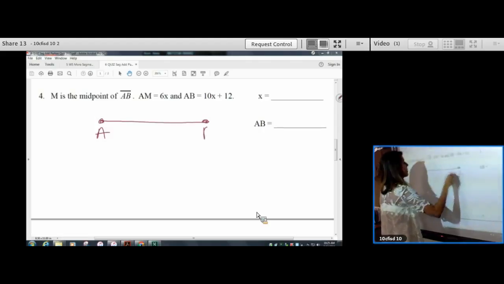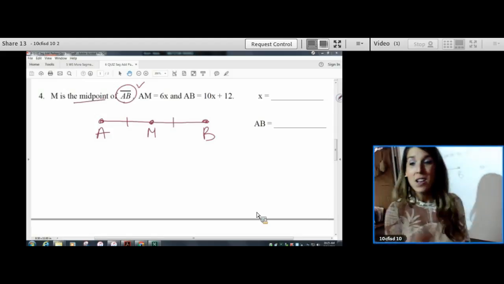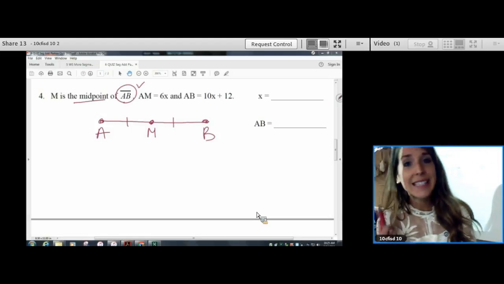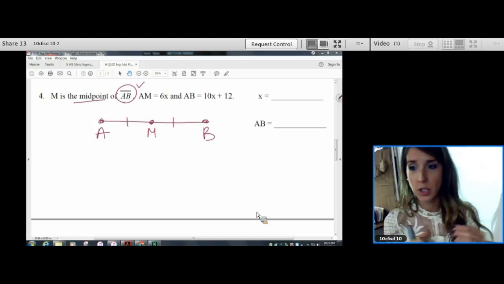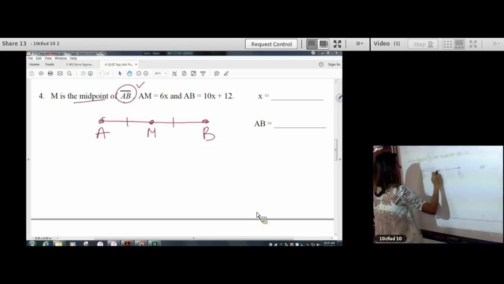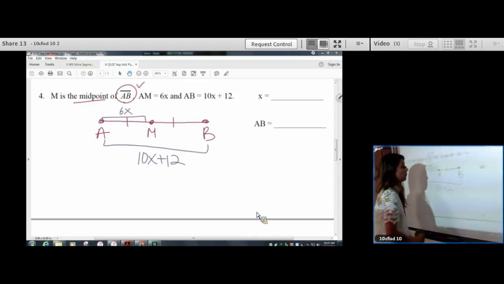We draw segment AB, check. We plot point M at the midpoint, and we put tick marks around it to show that it is the midpoint. You can earn partial credit on these tests. Just make sure you're drawing thorough pictures and you're marking your pictures. AM is 6X and AB is 10X plus 12.